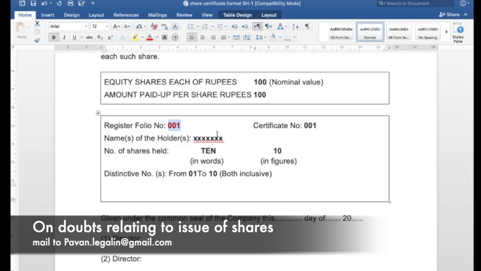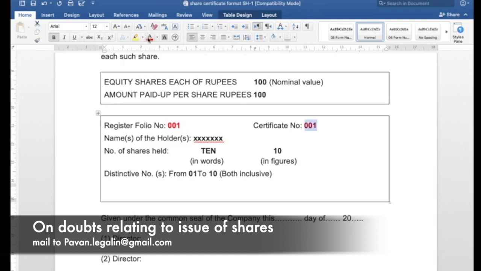So to start with the first shareholder, normally we'll put it as 001, and it continues as 002, 003, and so on and so forth. So the registered folio number normally refers to the unique number to identify that particular shareholder. Then comes next the certificate number.